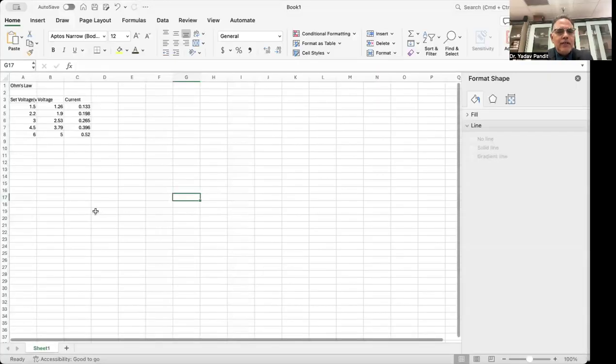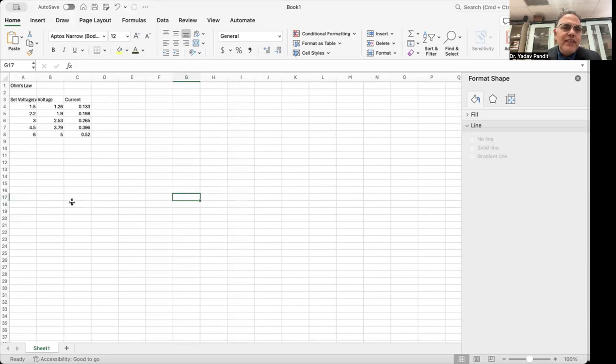in Microsoft Excel here. In this screen, you see that there is a set voltage starting with 1.5 volt, 2.2, 3, 4.5, and 6 volts. This set voltage can be the voltage you set up in your lab. And then this is the measured voltage across the resistance. Even though the set voltage is 1.5 volt, the measured potential difference is actually 1.26 volts here, 1.9, 2.53, 3.79, and 5 volts here.